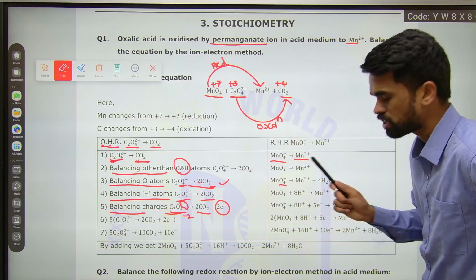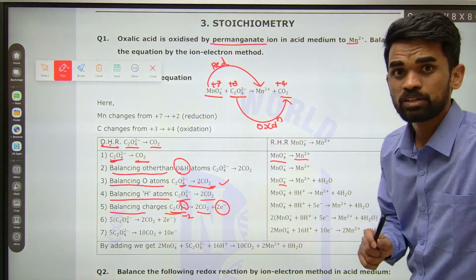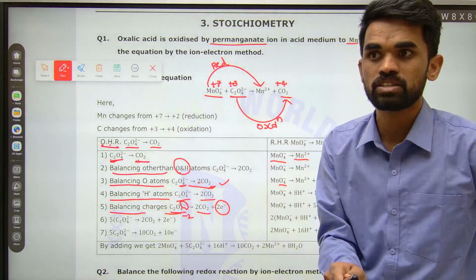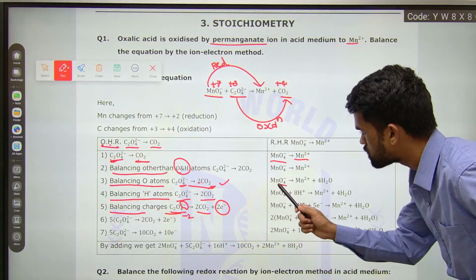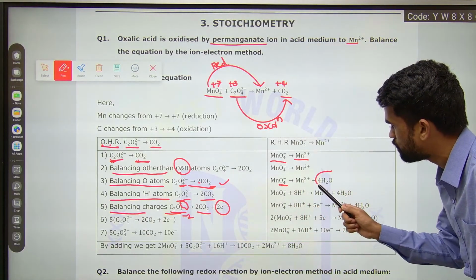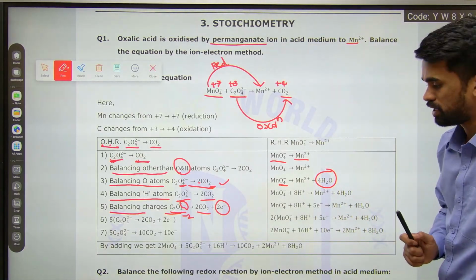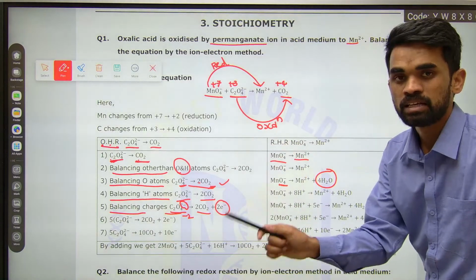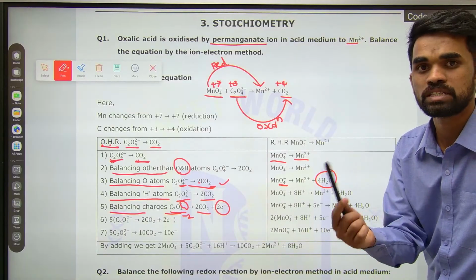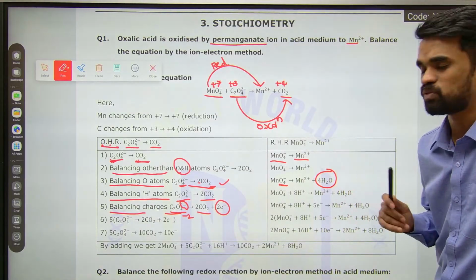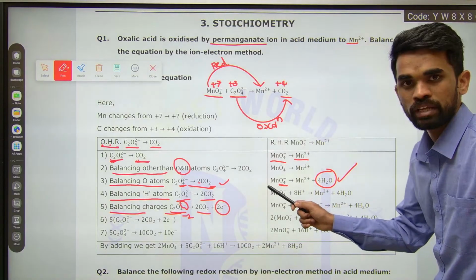On the reactant side we have 4 oxygen atoms. The product side should also have 4 oxygen atoms. For that reason, as I told you, wherever there are fewer oxygens, on that side we need to add water molecules. See here, 4 oxygen atoms are there, so the product side should be added with 4 water molecules. This is the important step to be remembered here. The number of oxygens deficient, that many water molecules we need to add. So here I have added 4 water molecules. Therefore, oxygens are 4 on the reactant side and 4 on the product side.